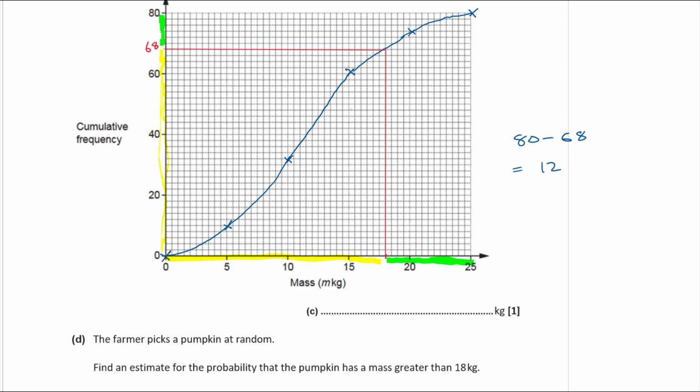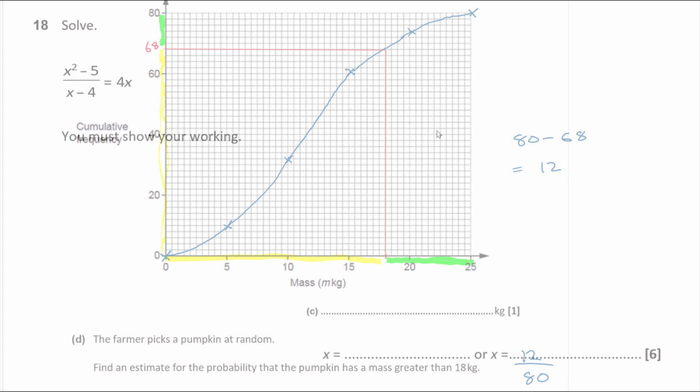That's 12 pumpkins. So 12 pumpkins roughly have a weight greater than 18. So the probability of picking a heavy pumpkin is going to be the 12 heavy pumpkins divided by 80, which is the total number of pumpkins. So it's 12 80ths, which you could cancel down, but I'm not going to bother.